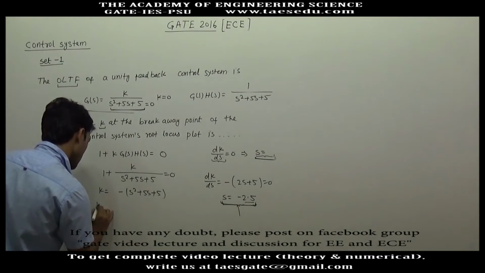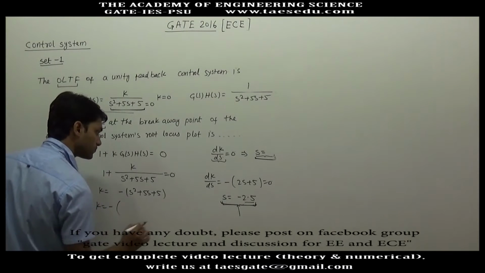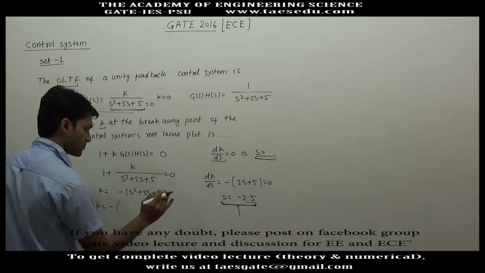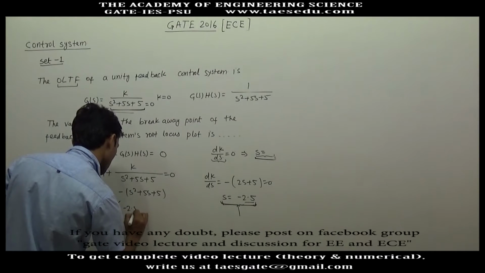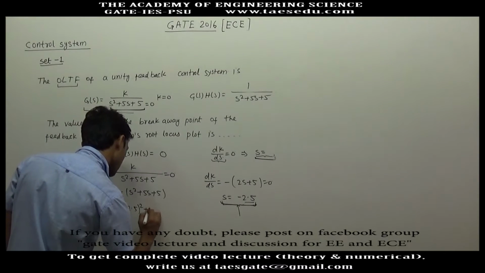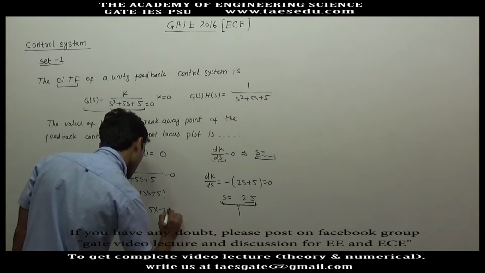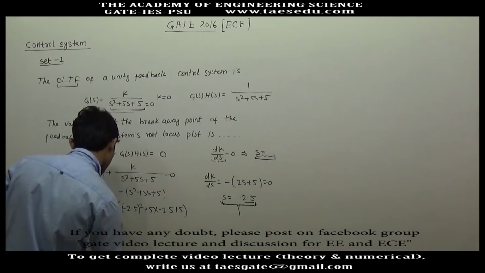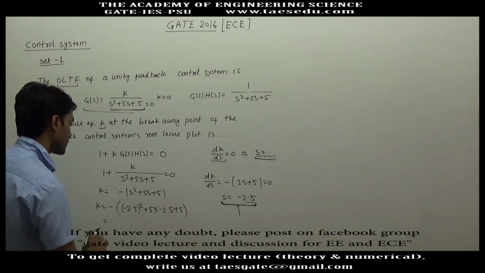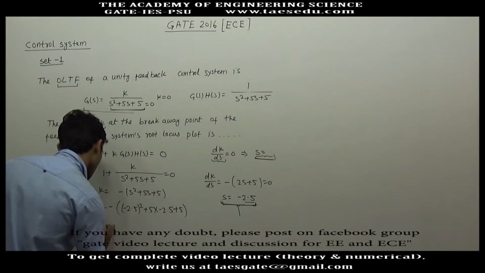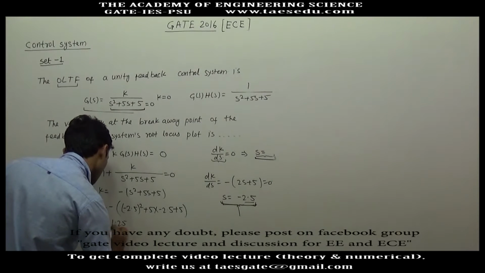Corresponding to this point, K will be equal to minus of s square plus 5s plus 5, that is minus 2.5 square plus 5 into minus 2.5 plus 5. We will solve this, and this will give you K equal to 1.25.